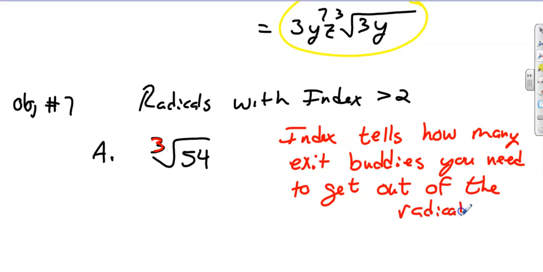When we were doing square roots, everything was 2, so you had to have 2 of the same kind. You had to have 2 2s or 2 3s or 2 5s. If the index is 3, now you've got to have 3 of a kind. You've got to have 3 5s, 3 2s, or 3 3s. Once you do that, that's getting your exit buddy out and going from there.